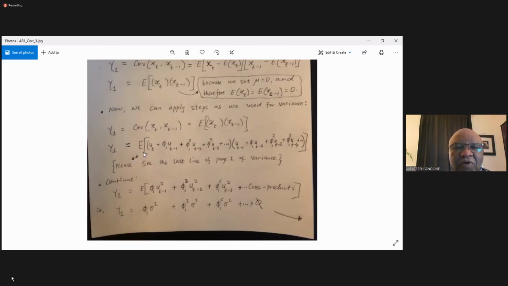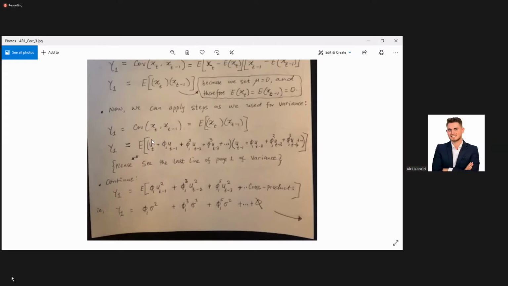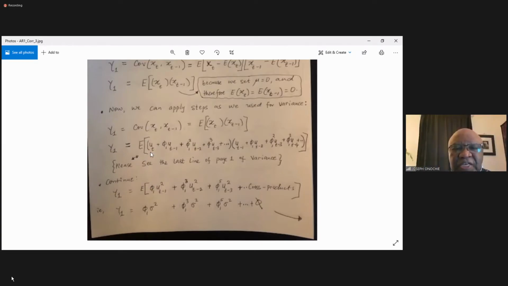Okay? Everybody tell me, what is the expected value of this white noise process? 0. Yeah, it is 0. So if I open up this parenthesis, I'm multiplying everything here by everything here. So I'm saying ut and then take expectation. I wouldn't do that because it's all 0. So I'm not bothered with these white noise processes at the beginning.